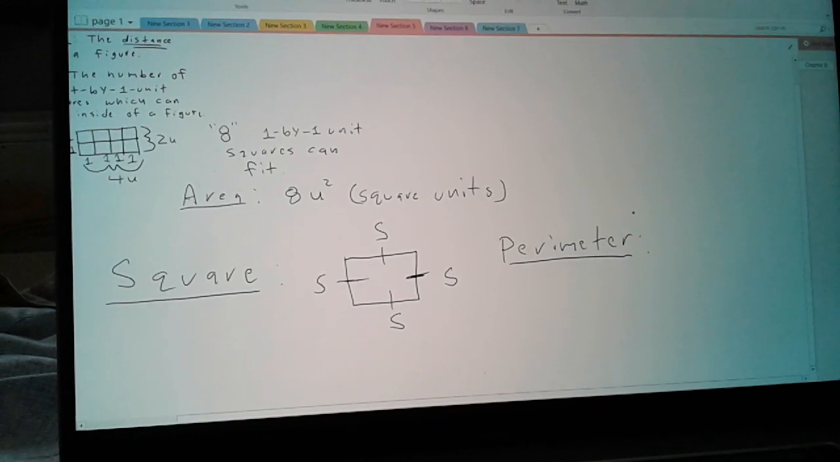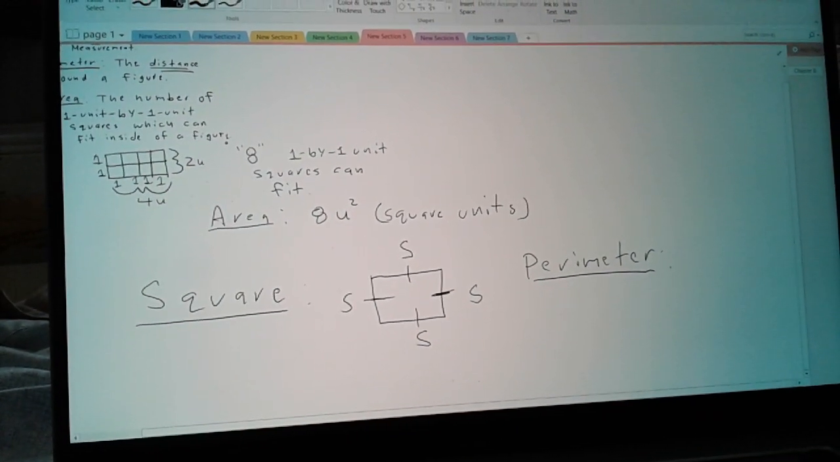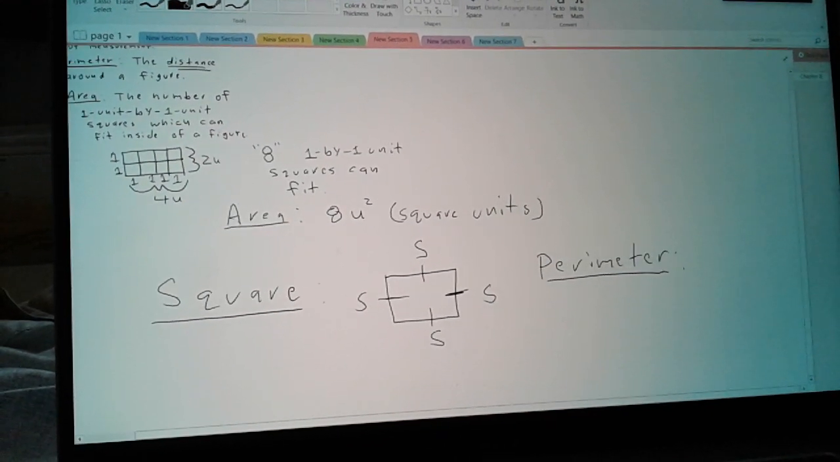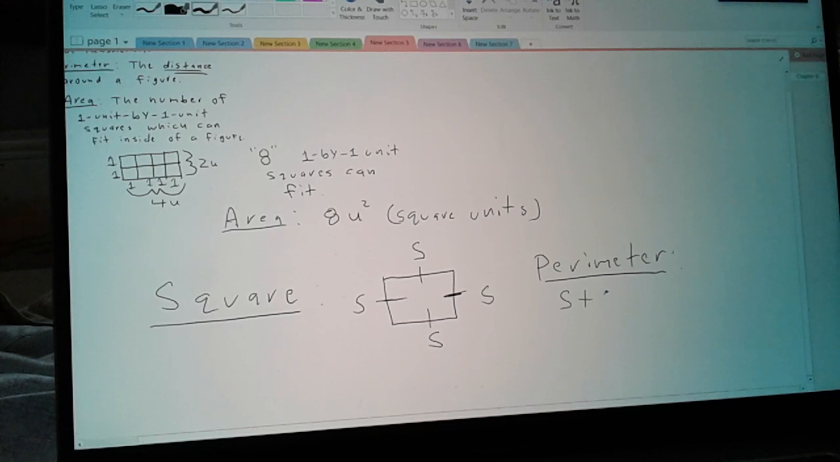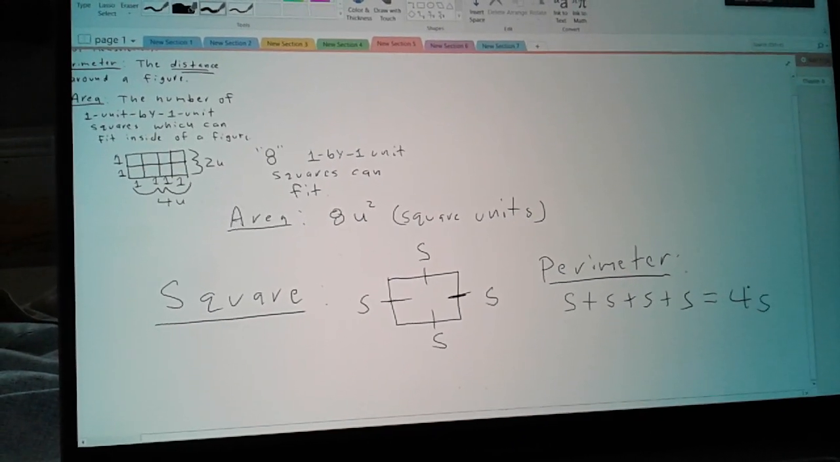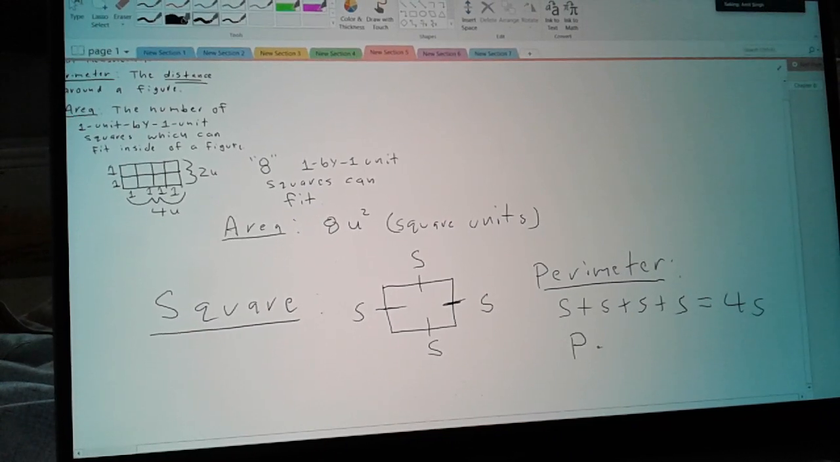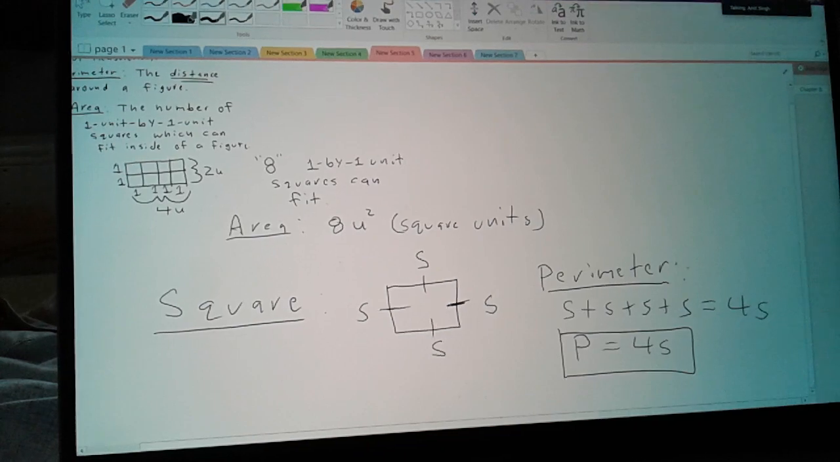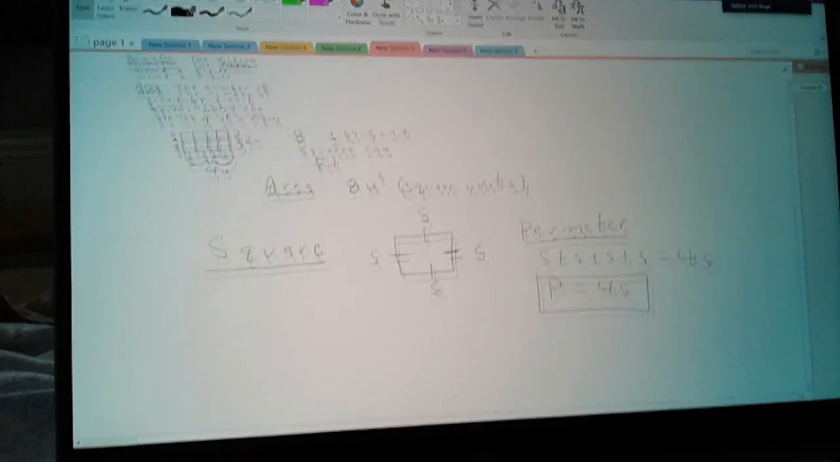So the distance around the figure is the perimeter. So I have to add up all the lengths around the figure. So if I do S plus S plus S plus S, 4 times, I get 4S. So therefore the perimeter P is 4S. If I add that all up, that's what I get for the distance around the figure.